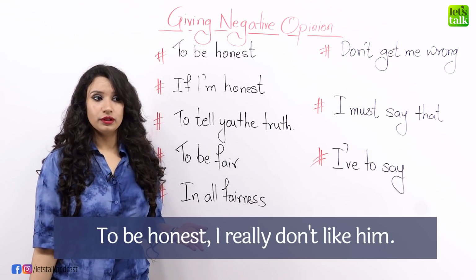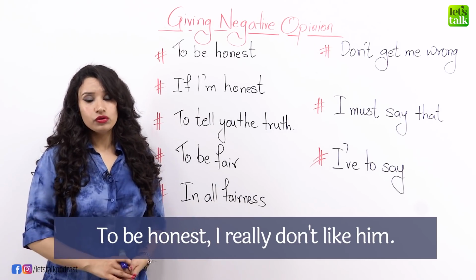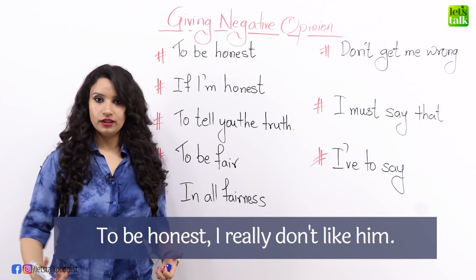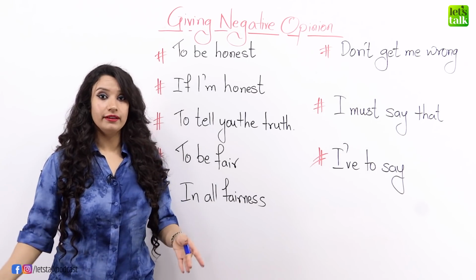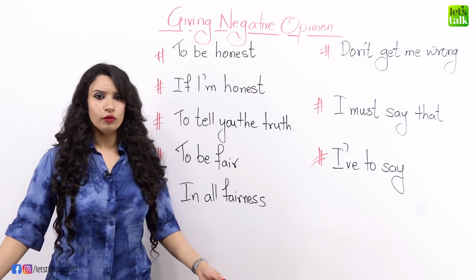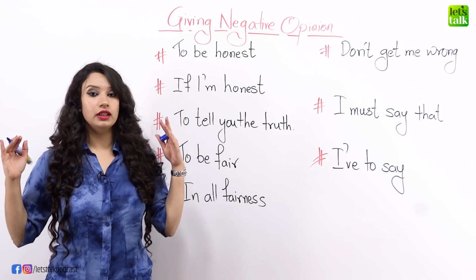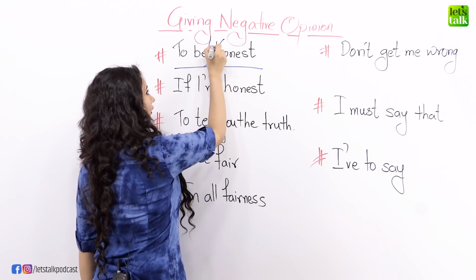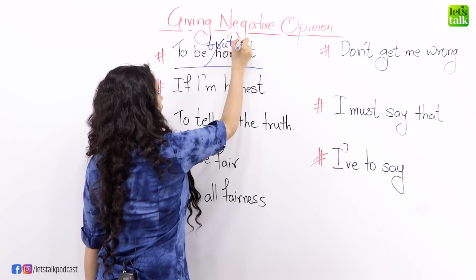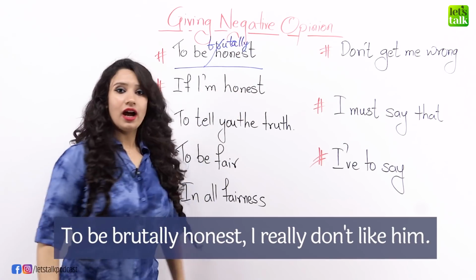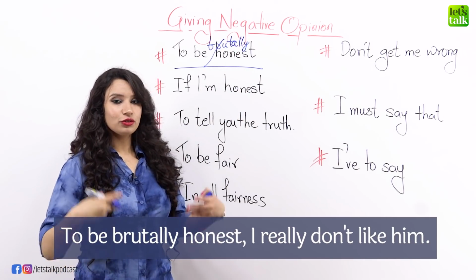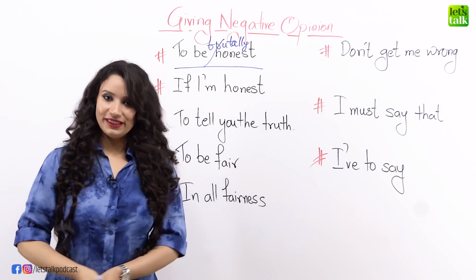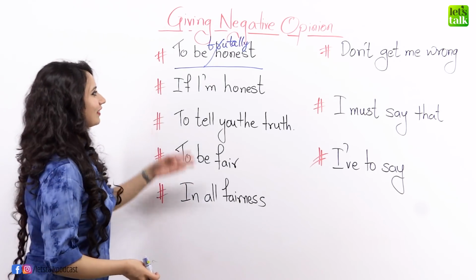So sometimes, because I'm way too honest, I might want to add brutally. Brutally means so much that it can even hurt her. Okay, so I'm already giving her a warning that I'm going to be brutally honest with you, which means extremely honest, so much that it can even hurt you. So you could either say to be honest, or if you're way too honest and you could hurt someone, you could say to be brutally honest, I don't like him. Okay. You could also give an explanation for this. And for giving an explanation, we need a different phrase, which we'll come to later in the lesson. Let's look at the next one for now.